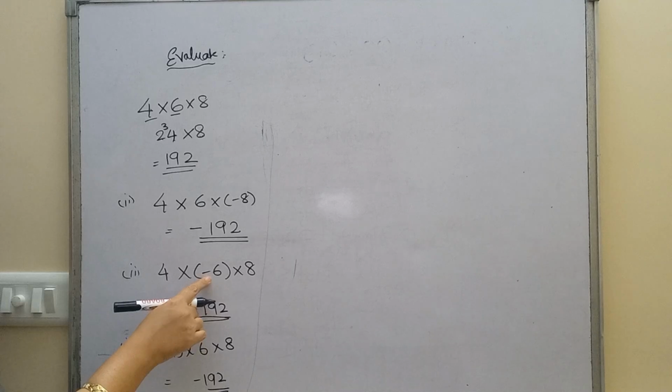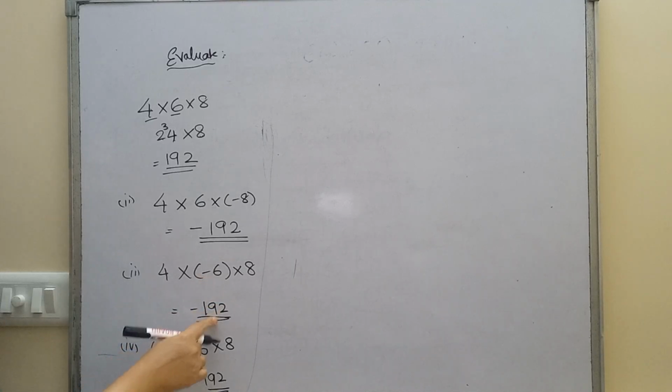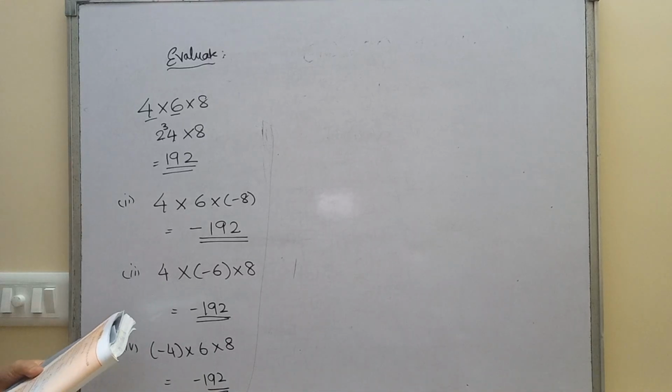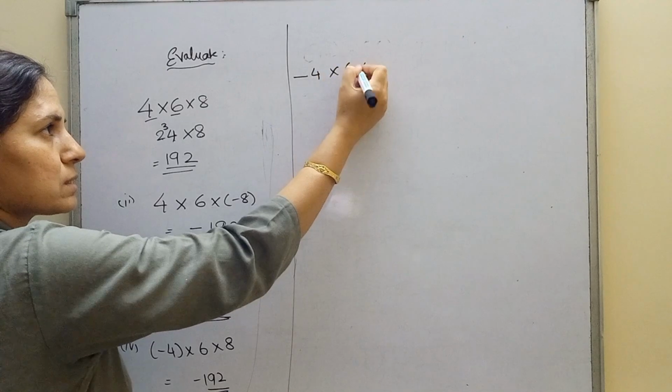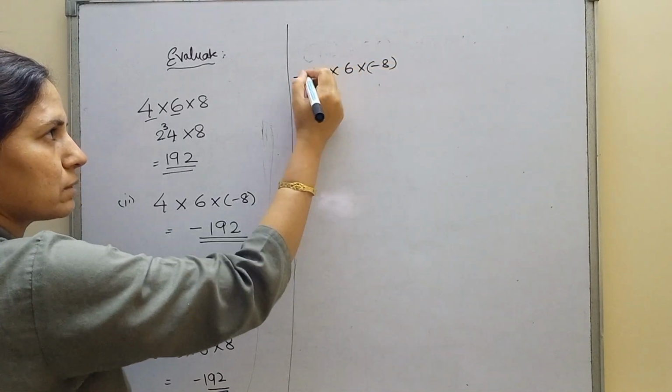Odd, only one number is in minus, answer is in minus. What if two numbers are in minus? For example, here, minus 4 into 6 into minus 8. There's a question like this.